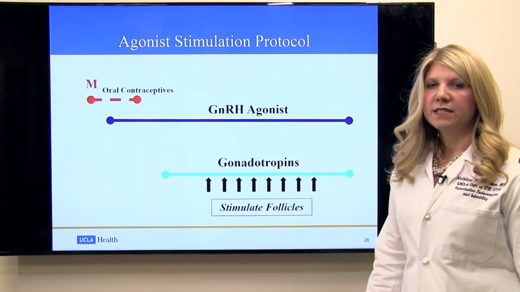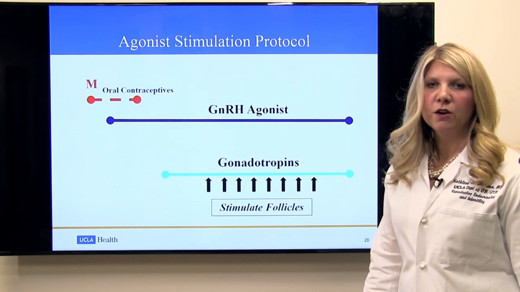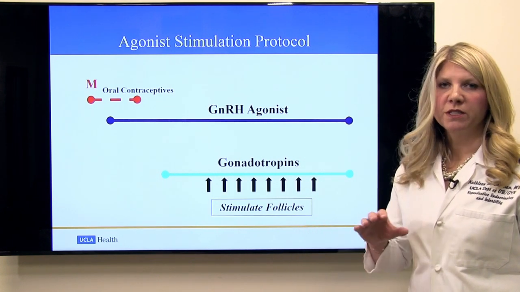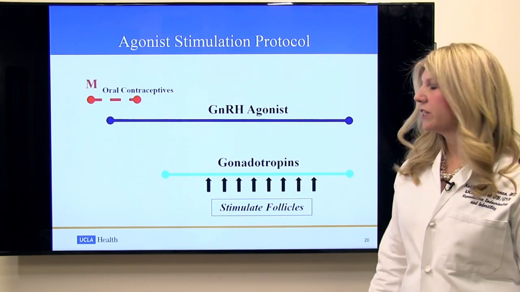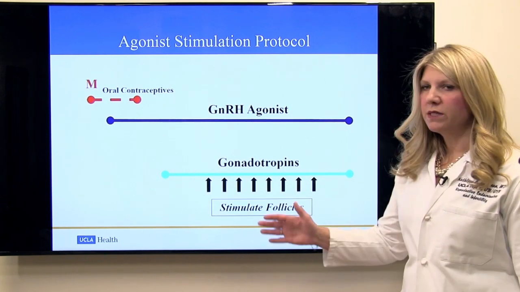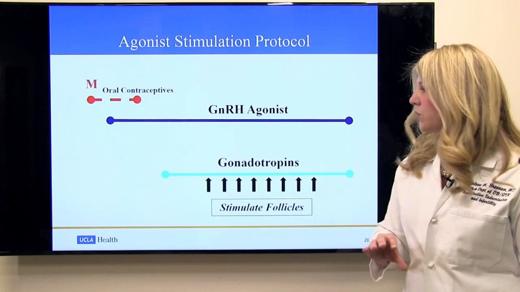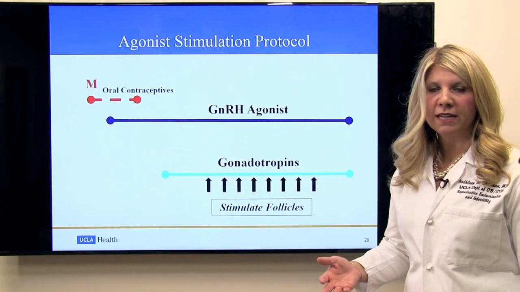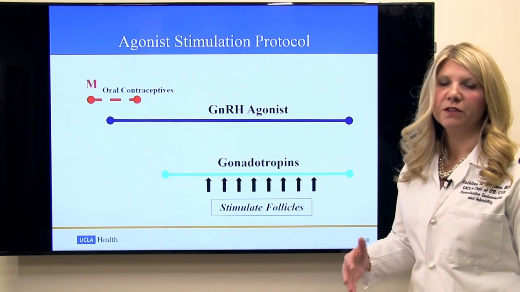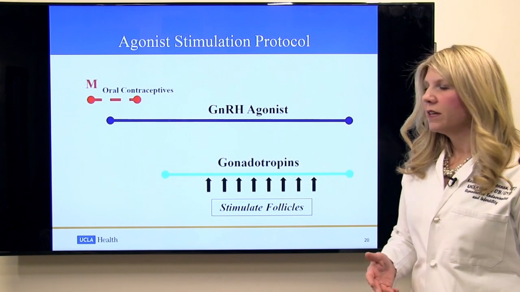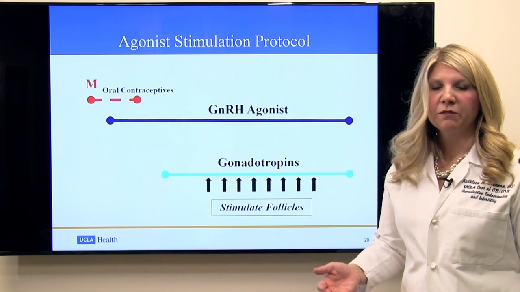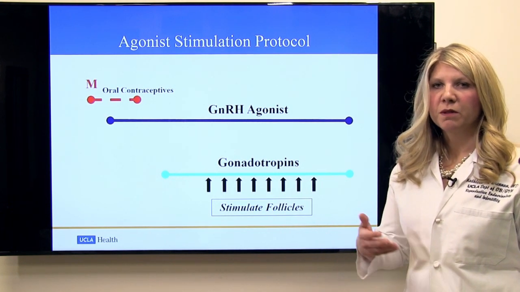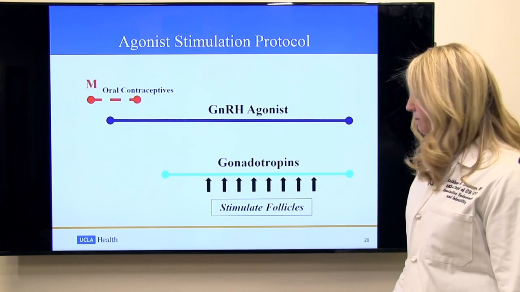The GnRH agonist is the medication that will prevent the ovary from ovulating too soon. We don't want the woman to ovulate on her own. We want to control when the ovulation and that final follicular maturation actually occurs. Once the pituitary gland is totally suppressed by the GnRH agonist, we then come in with the gonadotropins in order to stimulate the follicular growth within the ovary. The injections are typically given for about 8 to 10 days, and once the follicles are mature, the patient would then be ready for the trigger shot.